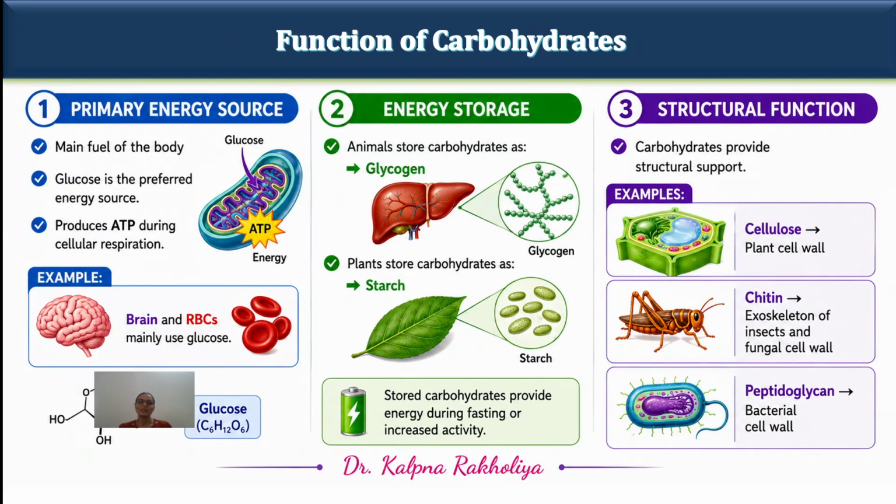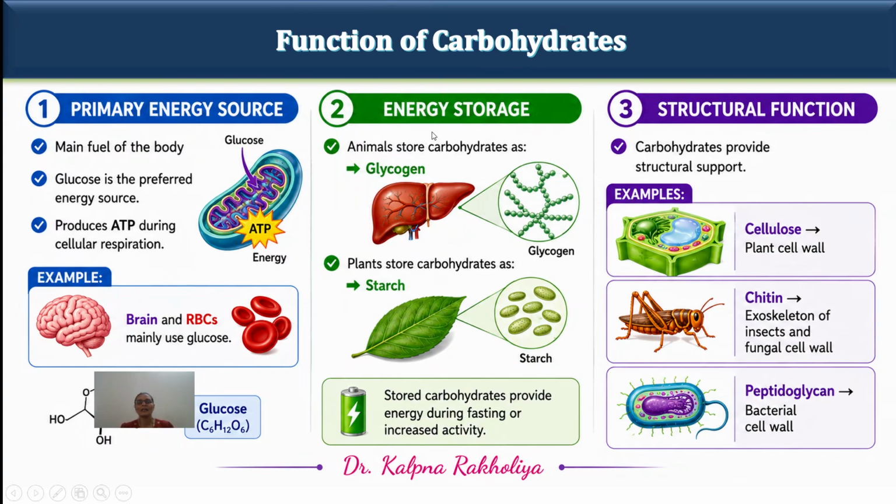So let's discuss each of these in the form of function. Its primary function is to provide energy. We all know that for our energy source ATP is a must. For the production of ATP, glucose is necessary. For example, the brain and RBCs mainly use glucose as an energy source. Sometimes when people have no energy in their body, we give ready-made glucose in water, and they get instant energy. So glucose is the preferred energy source.